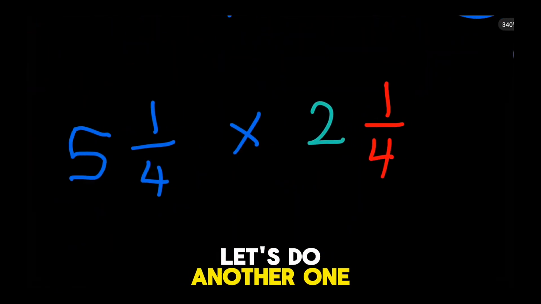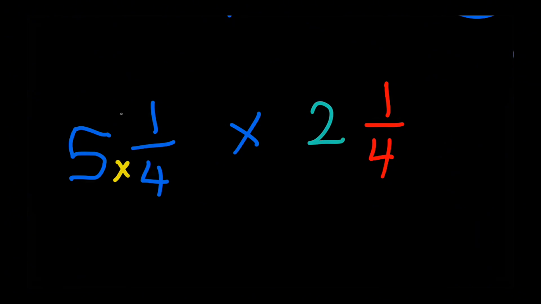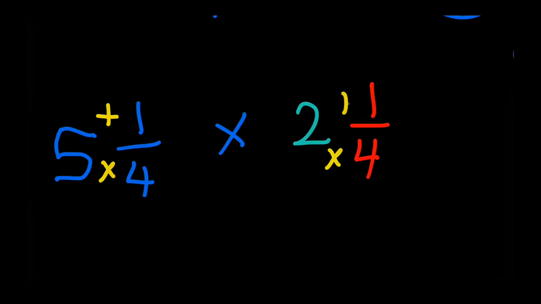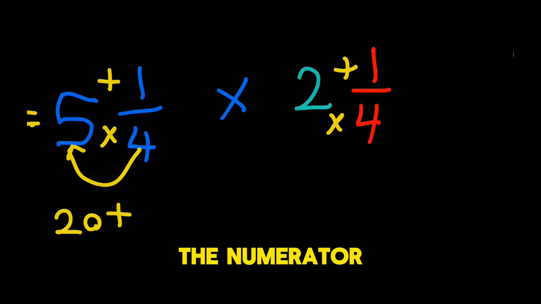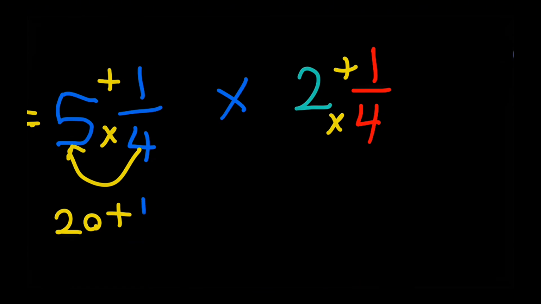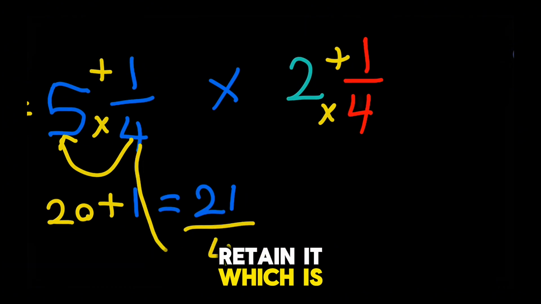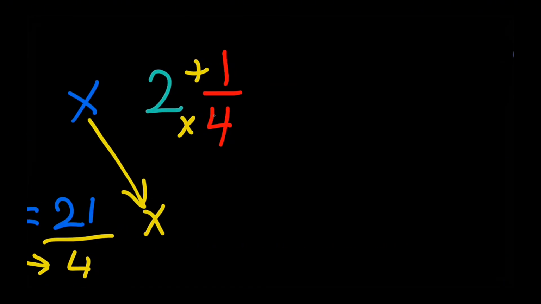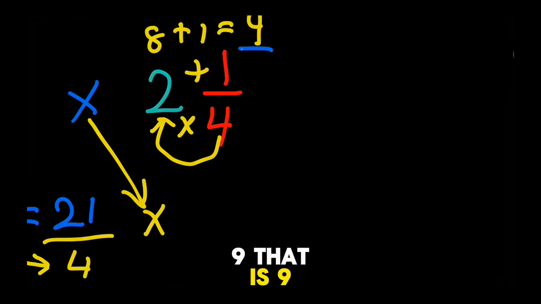Let's do another one. Again, we will put the multiplication sign between the denominator and the whole number, then put an addition sign between the whole number and the numerator. 4 multiplied by 5, that is 20. 20 plus the numerator, which in this case is 1, is 21. And for the denominator, we simply retain it, which is 4. Next one, put back down the multiplication sign. We have 4 multiplying 2, so that's 8. 8 plus 1, that is 9. That is 9 over 4.